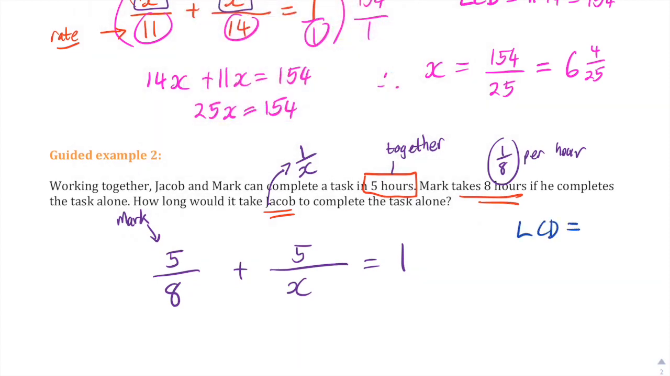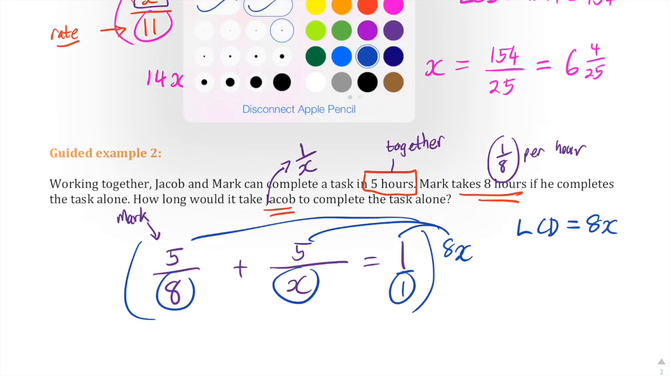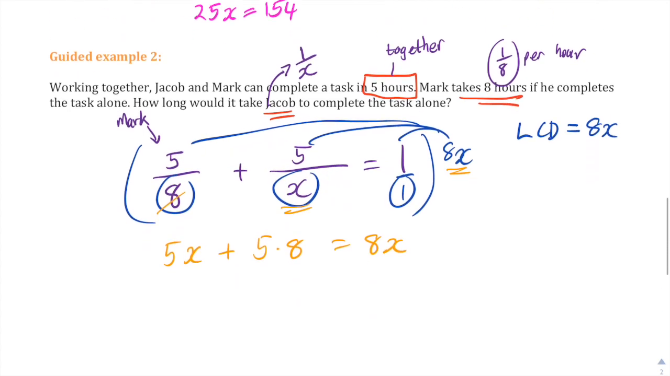I will find the lowest common denominator of all 3 of my terms. In this case, it's 8x. I'm going to distribute 8x to each of the terms. In the first term over here, when I distribute the 8x, the 8's will cancel, and I'll be left with 5x. In the second term, the x's will cancel, and I'll be left with 5 times 8. And on the right-hand side, nothing will cancel, and I'll be left with 8x.